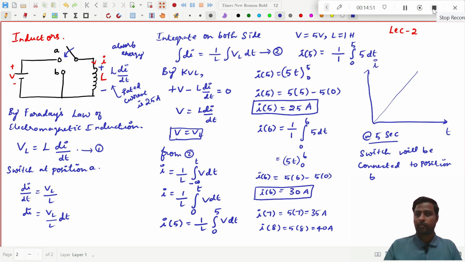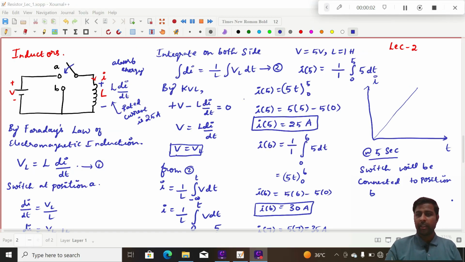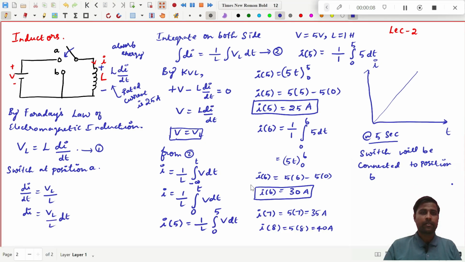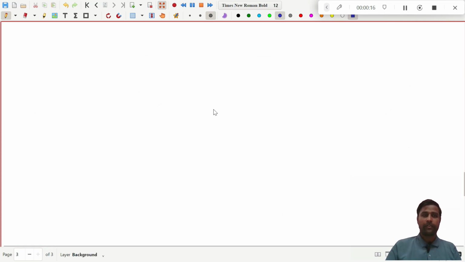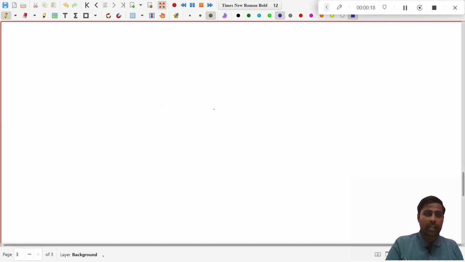Okay. Now we will take to the next page. So what happens if this inductor is connected, the switch is connected to position B, right? So we will take to the next page, and I'm just drawing the diagram.